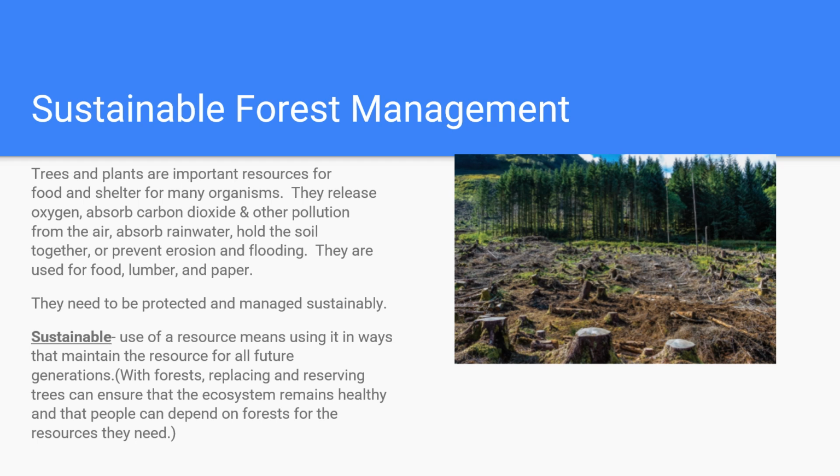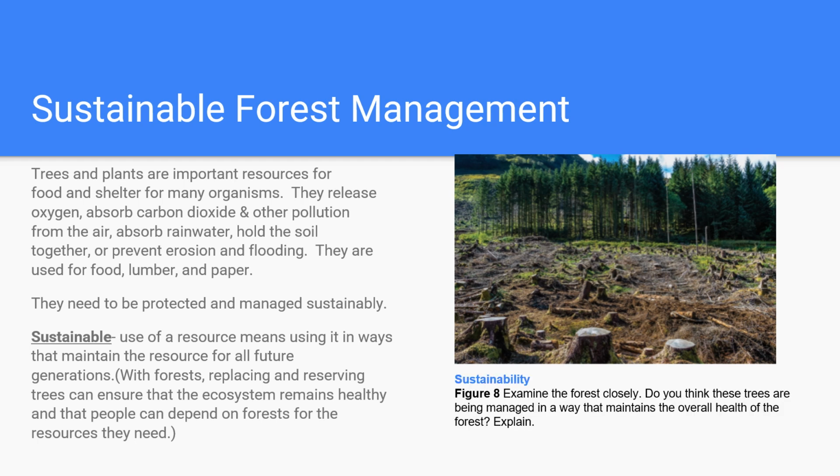So you can only have so many old trees. You can only have so many young trees. You can only have so much in the understory, so many animals that it can provide for within that ecosystem. And managing a forest sustainably means knowing when it's time to go ahead and cut down one of those older trees because it's taking up too much light and not providing enough for other living organisms within the forest.